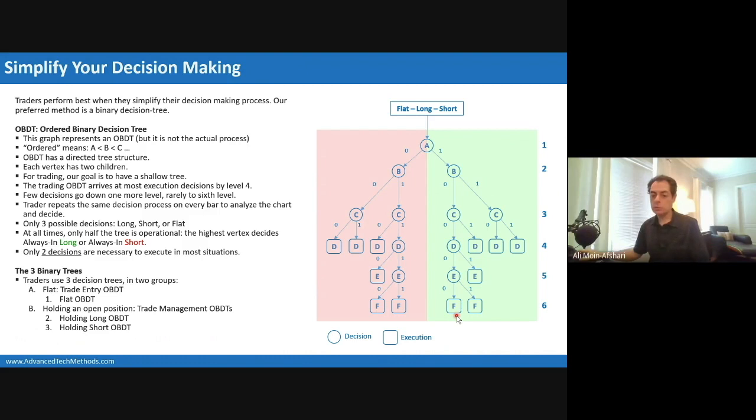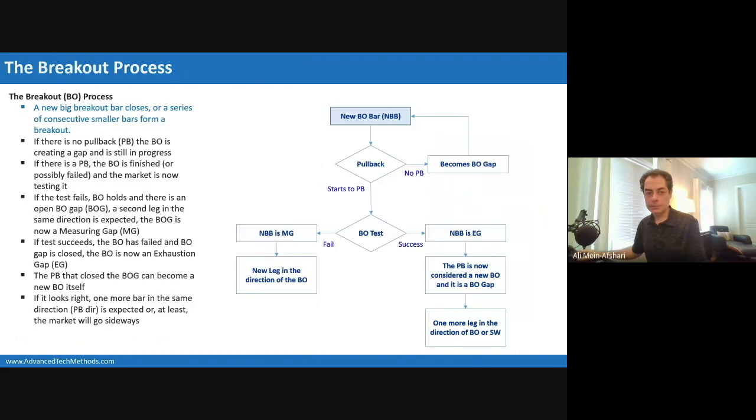Right. Because then it gets too long to make a decision. But as far as seeing an actual one, here's one. So the breakout process, for example, the flow chart for the breakout process. So you have a new bar on the chart, and it looks like it's a breakout bar. We're going to call it NBB, new breakout bar.